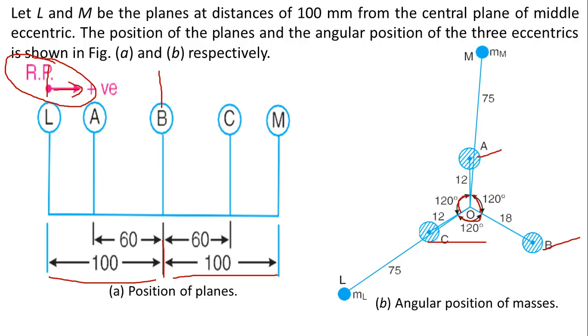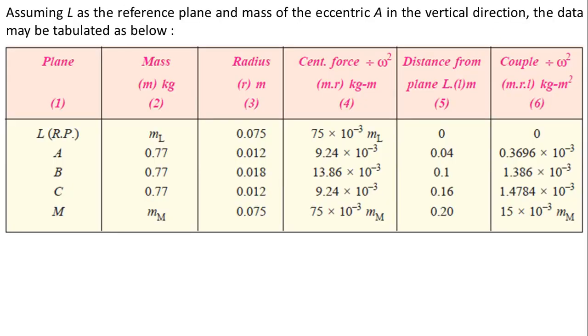Once you get the positions, you have to find out the unknown masses. You just randomly are given some position here, but initially you will not be getting A, B and C. By calculation you will get these later. So let us first formulate the table.